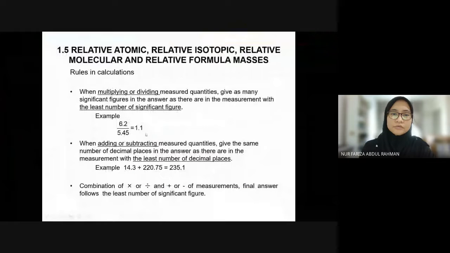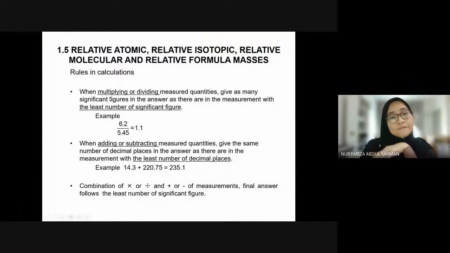So let's continue. When it involves multiplying or dividing operations, we have to give as many significant figures in the answer as there are in the measurement with the least number of significant figures. So when it involves multiplication and division, please make sure that the final answer is based on significant figures. And if it involves addition or subtraction, you need to give the final answer based on the least number of decimal places.